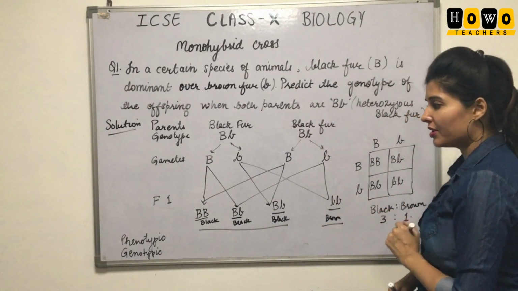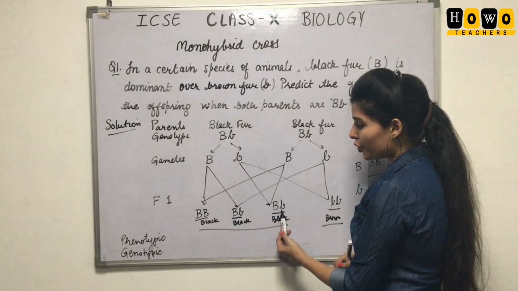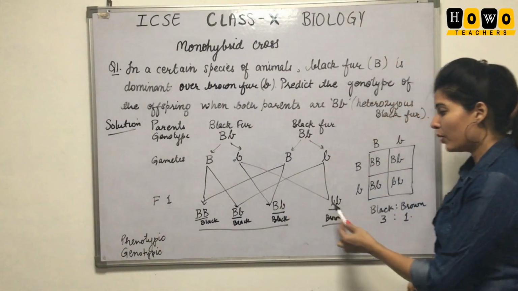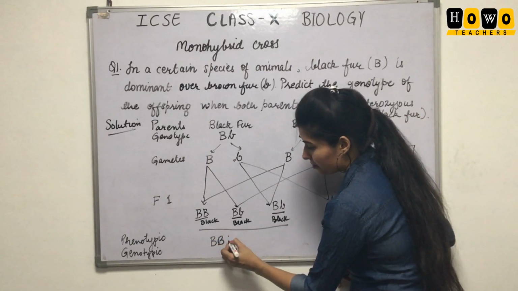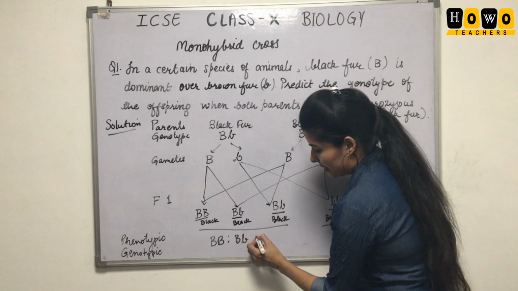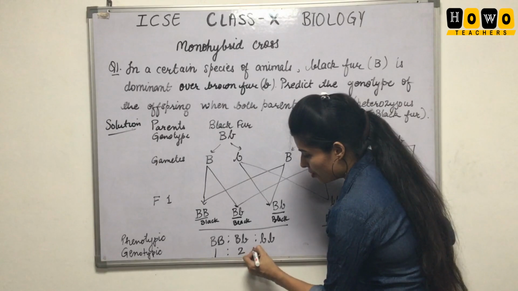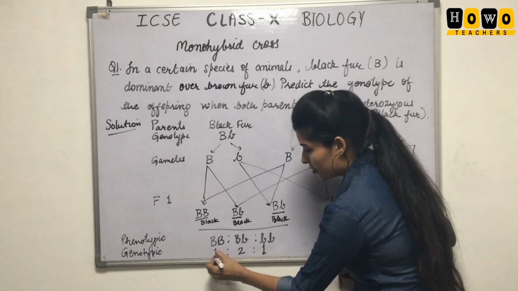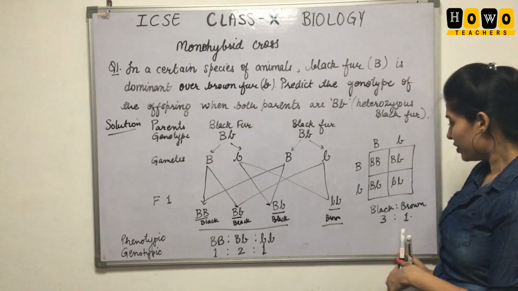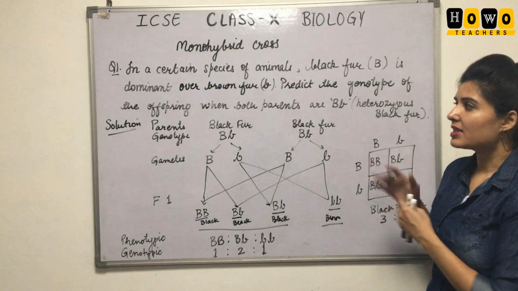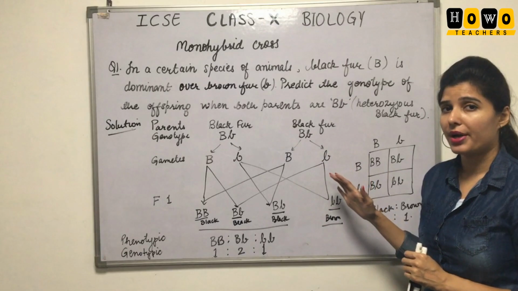But the genotypic ratio that we are getting is 1 is capital B capital B, 2 are capital B small b, and 1 is small b small b. So the genotypic ratio we have to write like this, that is 1:2:1. So that is the answer. Genotypic ratio 1:2:1 and phenotypic ratio is 3:1. This is how you have to solve whatever question is coming for solving in case of monohybrid cross.